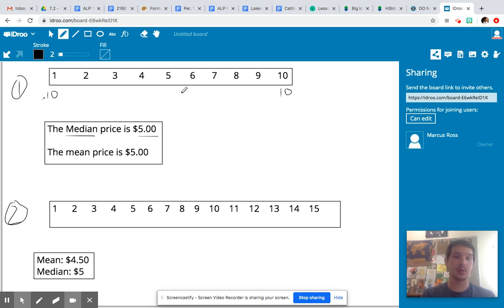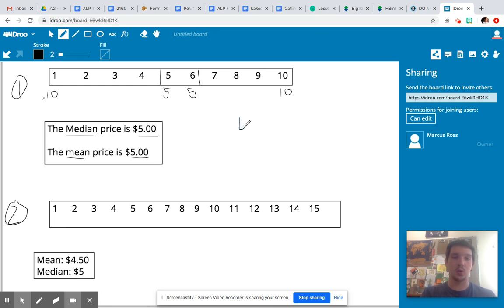And because we're working with an even number set, we're going to have two middle numbers. That's going to be our 5th and that's going to be our 6th. So let's just go ahead and put them both as 5 because we know that 5 plus 5 is 10, divided by 2 will give us 5. All right, so we have our median down. We also know that our mean price is $5 as well.